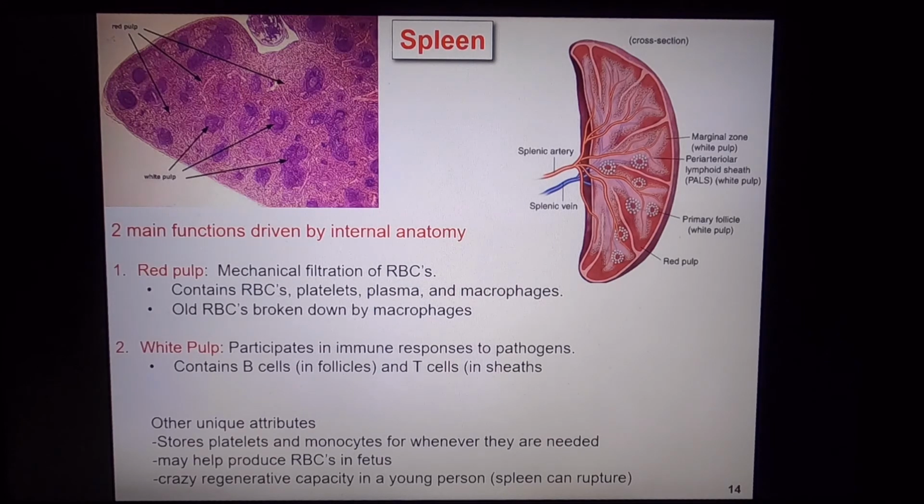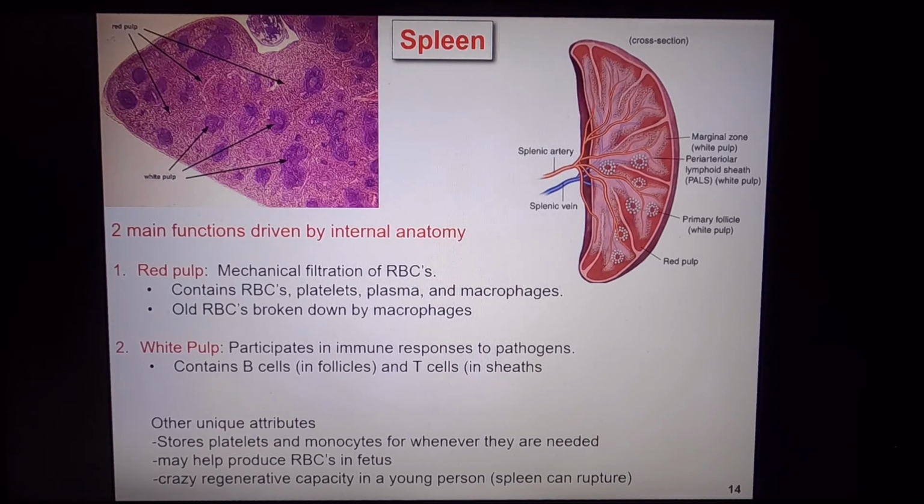So other unique attributes. The spleen certainly stores platelets and monocytes, and then will release them when necessary. So it plays that role of storage. We think that the spleen may play a role in making red blood cells in a newborn, like a fetus, basically. Very young individuals, the spleen may play a role, much like red bone marrow, in the production of red blood cells. And then last but not least, quote, crazy regenerative capacity in younger individuals.